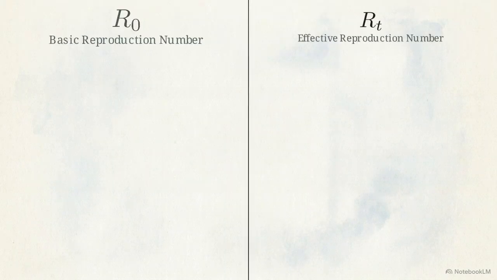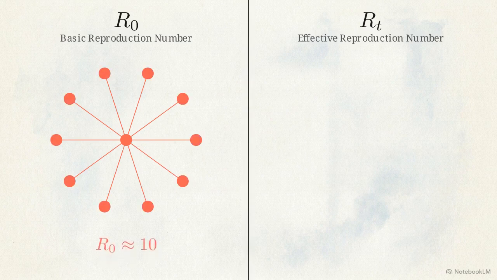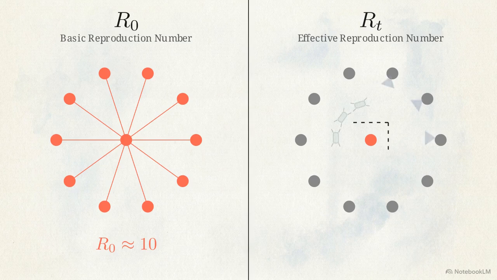This split screen illustrates transmission potential. On the left is the basic reproduction number, or R0. This is a pathogen's biological speed limit, the maximum number of secondary infections a single person will cause in a completely susceptible population with 0 interventions. On the right is the effective reproduction number, or RT. This is the real-time operational metric. It measures the average number of secondary cases after factoring in existing immunity and active policy interventions.